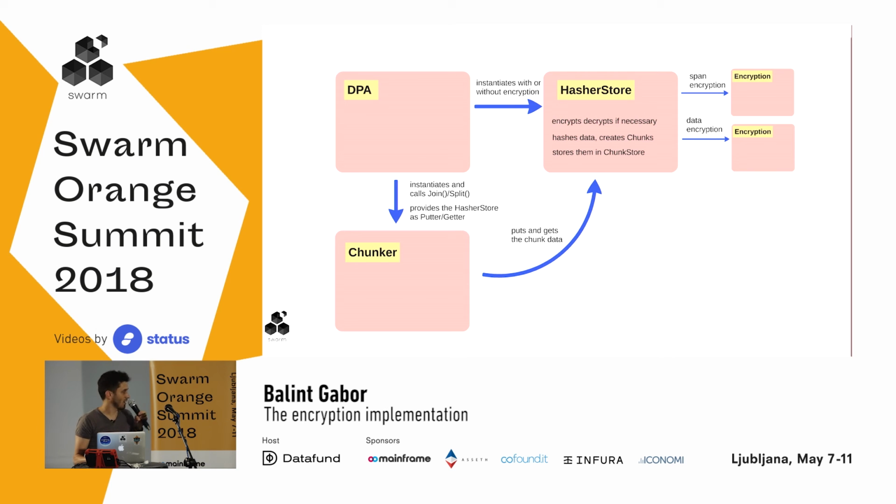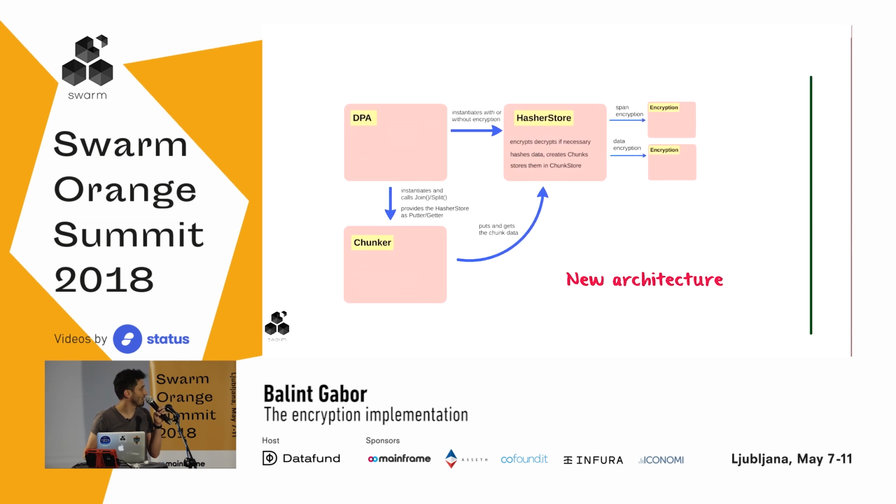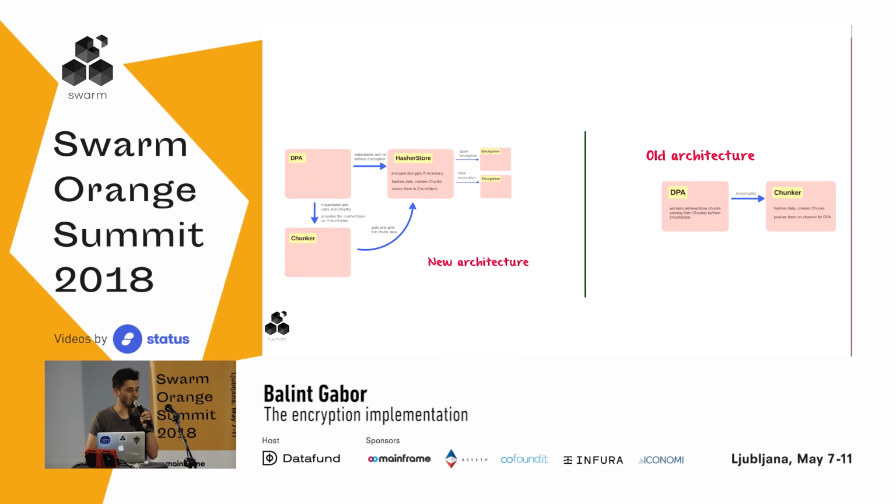And then the DPA can call the chunker as before, but the chunker puts and gets the chunk data and does all the extra tasks around that through the hasher store. So the encryption is really not something which just the chunker has to care about finally. This is the new architecture. This is how it can compare. It looks more complex, but the individual components are simpler, so I think it's a better code.